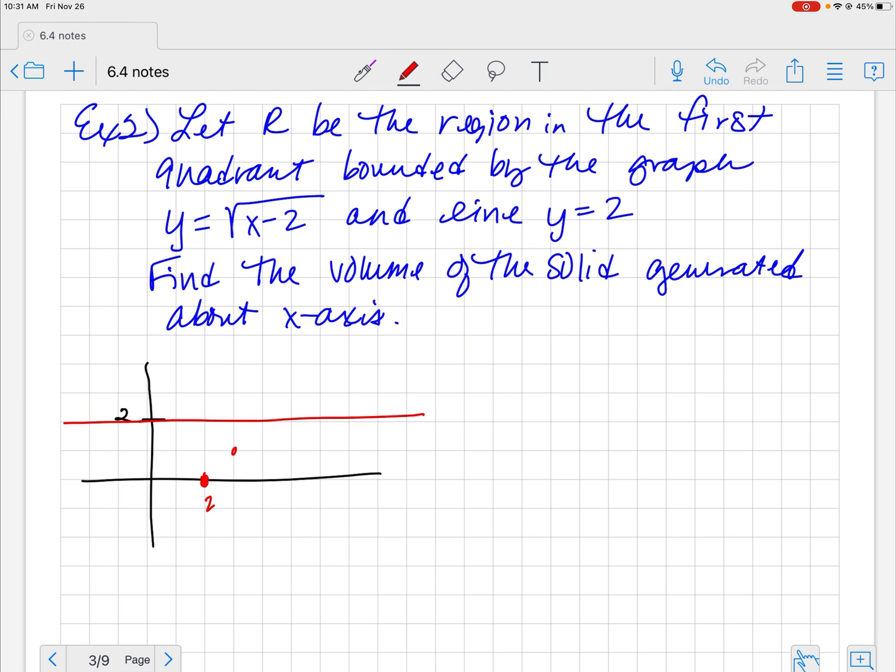So I've got a point here, and then it would be 1. And then a point right here. Right? And it goes up from there. Okay then, so that's my square root function. And you could plug these in to see. If I plug a 2 in, 2 minus 2 is 0. If I plug a 3 in, 3 minus 2 is 1. If I plug in a 6, 6 minus 2 is 4, so the square root of 4 is 2, right? So it all plays out. Here is my region.